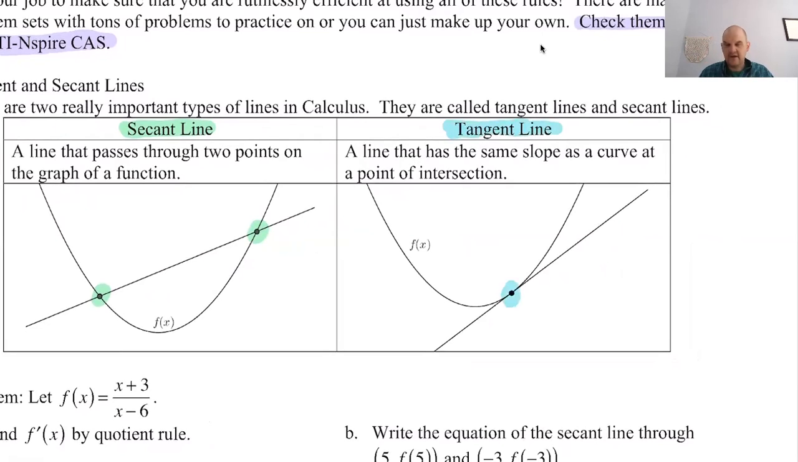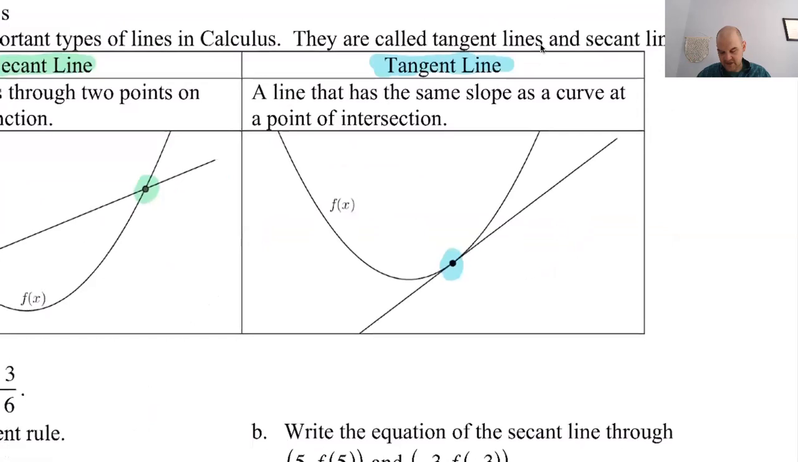So a tangent line, here's the definition. It's a line that has the same slope as a curve at the point of intersection. The point of intersection is called the point of tangency.